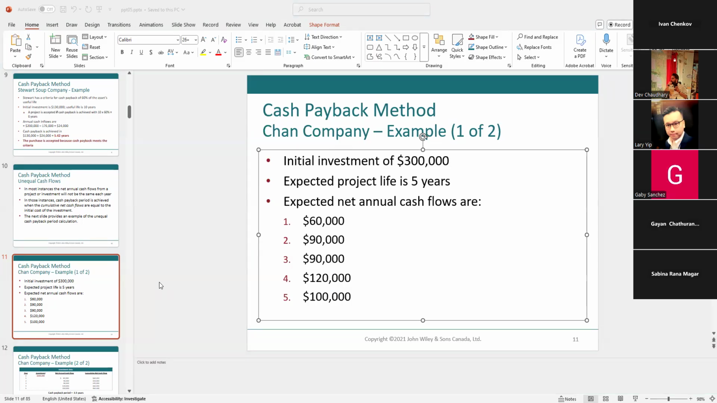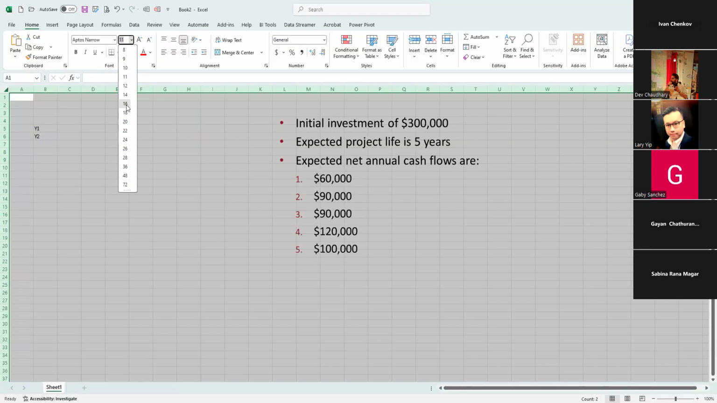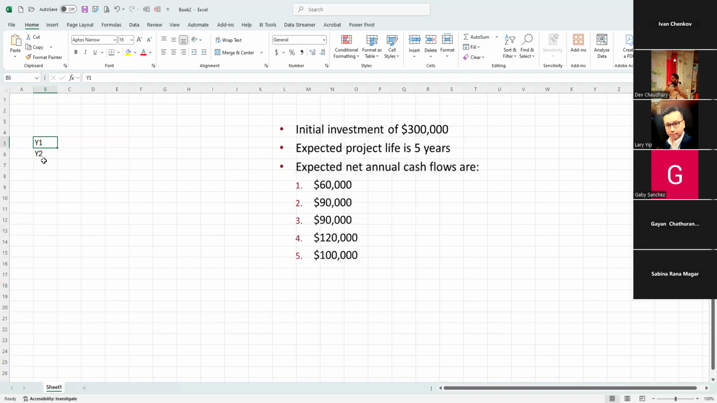You break it by year one, year two. Let me share my screen with you, and you can see it. You can break it by years and see, first objective, we have only 5 years.